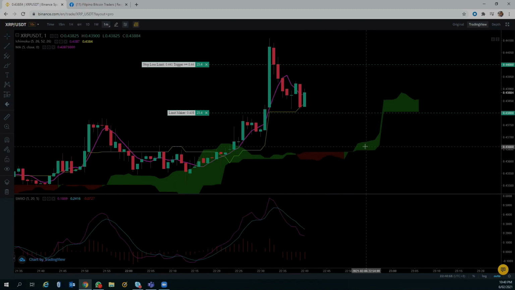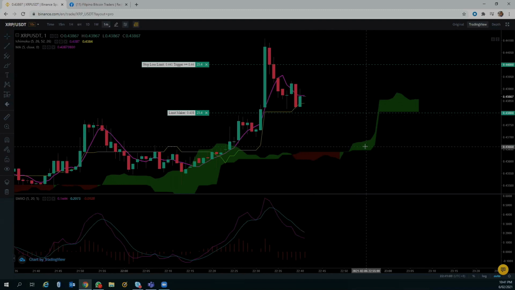Yes. So, since ginagamit nyo po kasi is 1 hour time frame, kapag nag-cross yung SMI indicator above the signal line, ang question po is, nag-check pa rin po ba kayo for 4-hour time frame?